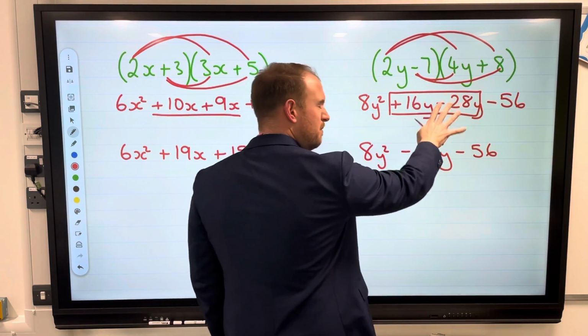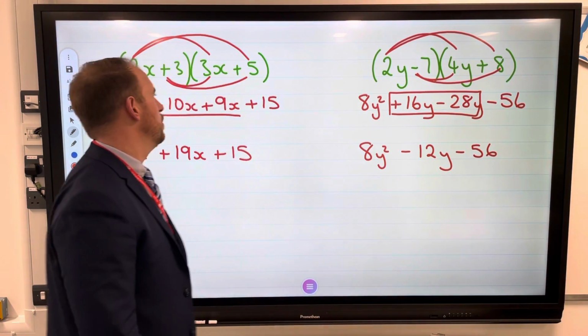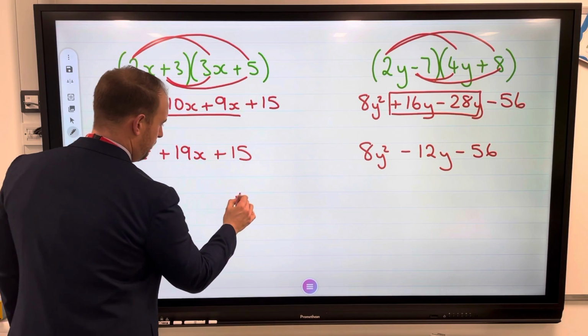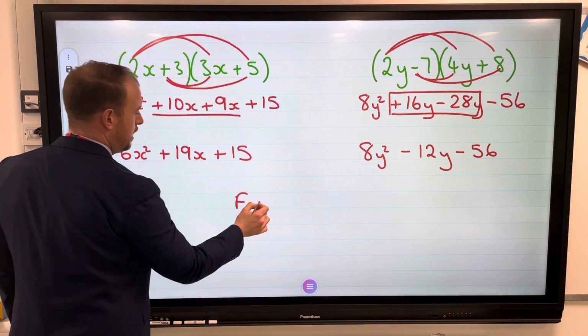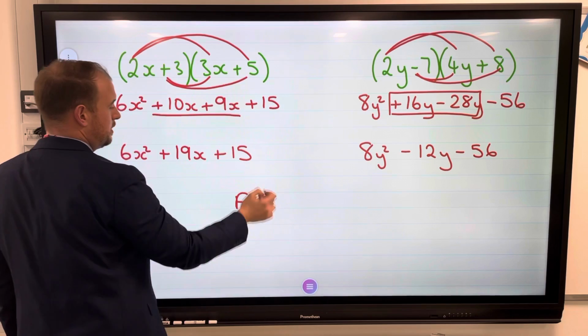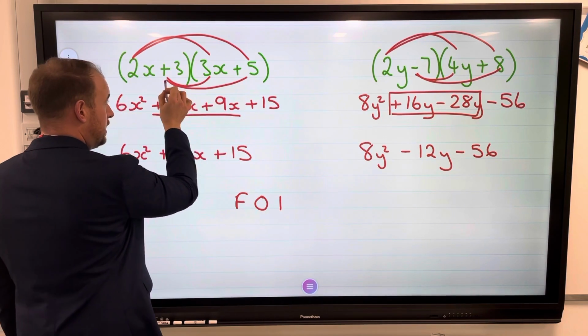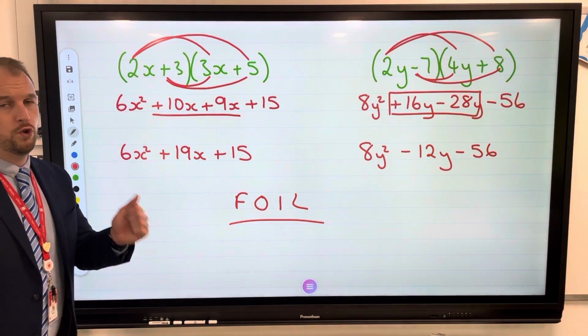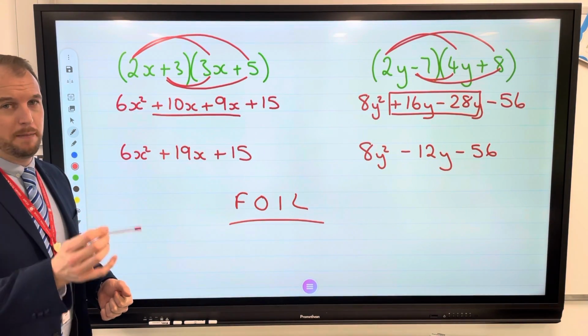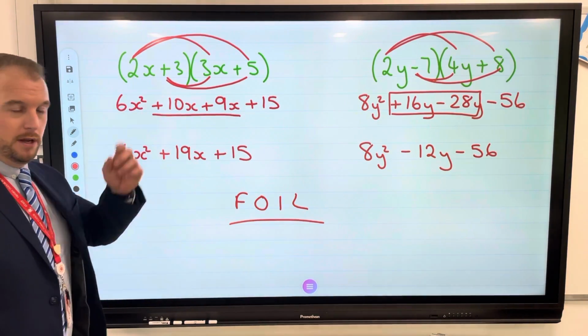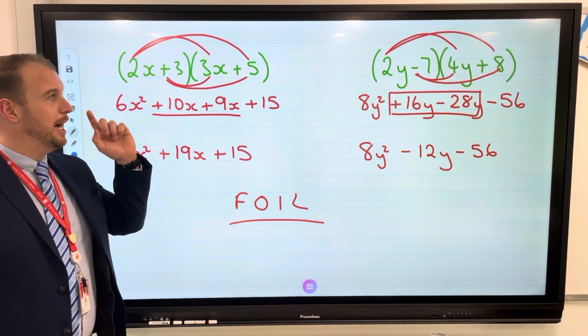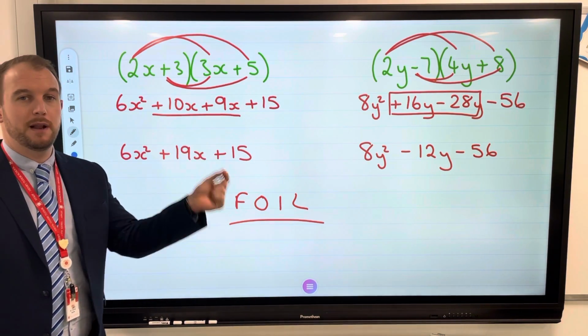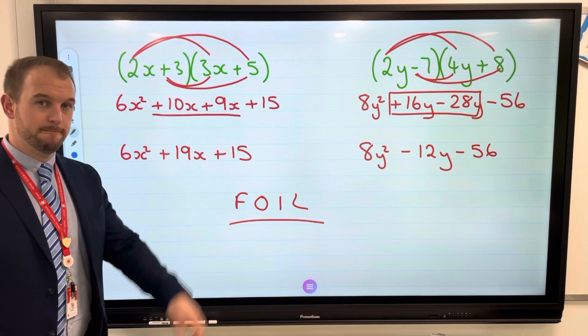Okay, so remember, be careful with negatives. Number line always helps. So, first, outside, inside, last. Draw your arrows. Get a different colour pen. It really does help, especially when it comes to revising and remembering that you have to multiply each step accurately. Hope it helps.